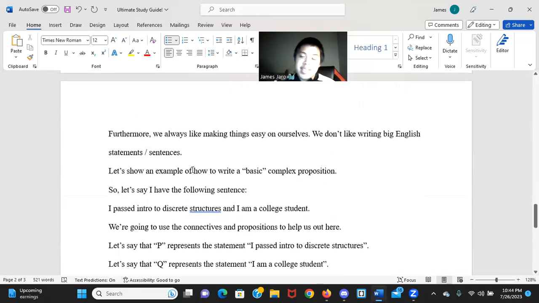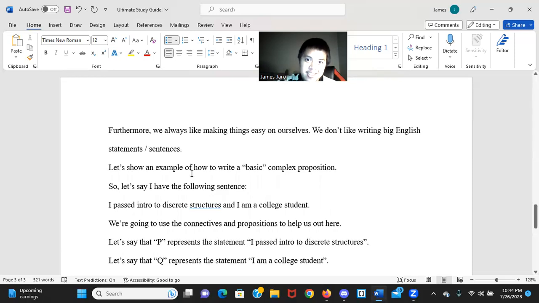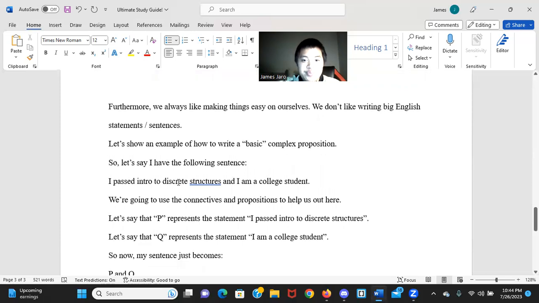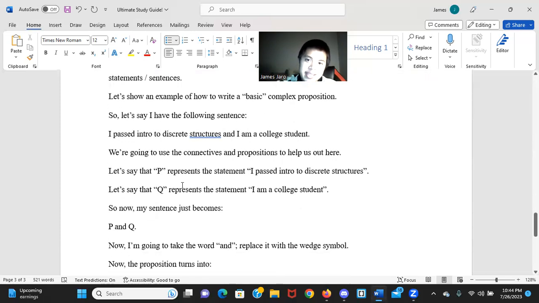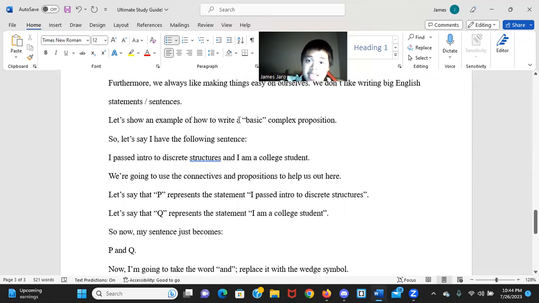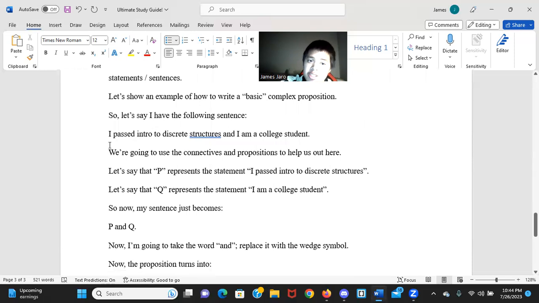And we don't like writing big statements and sentences because we would like to keep our hands intact as much as possible, because arthritis is a thing and we would like to avoid that. So where I left off last time is an idea of how to write a basic and complex proposition. I had the sentence, I passed introduction to discrete structures and I am a college student. And we can use the idea of connectives and propositions to help us out here.